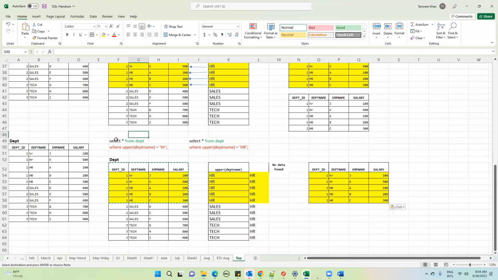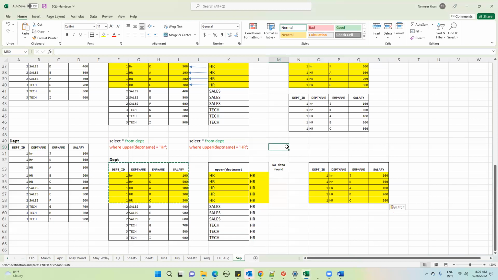Like suppose this example. Why was no data found for this? Now you have a reason for that, because it is converted to uppercase and it is searching for this, there's no data, right? Correct?